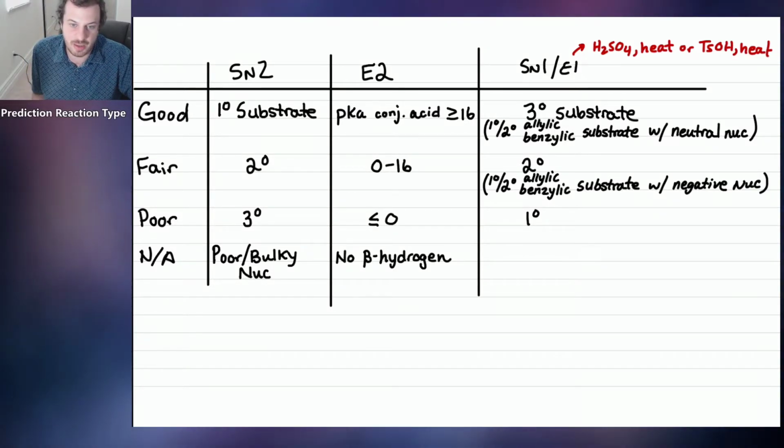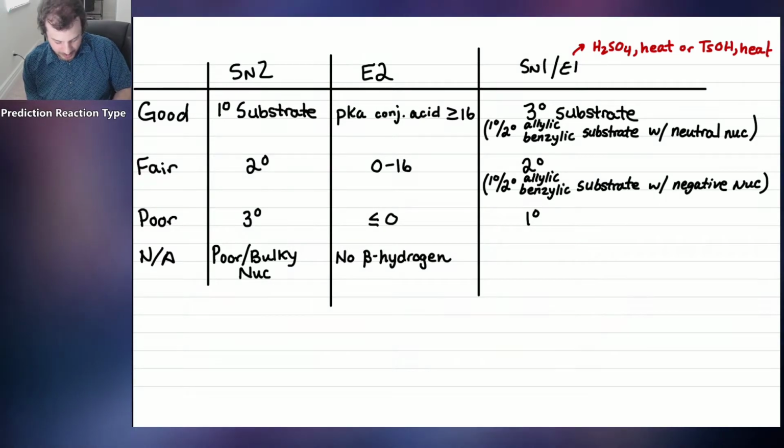That is going to be upgraded to fair. So really that's primary substrates, because secondary is already fair. So we're talking specifically about primary allylic and benzylic substrates with negatively charged nucleophiles. Those are going to get upgraded from poor, because primary would normally be poor. Those will get upgraded to fair.